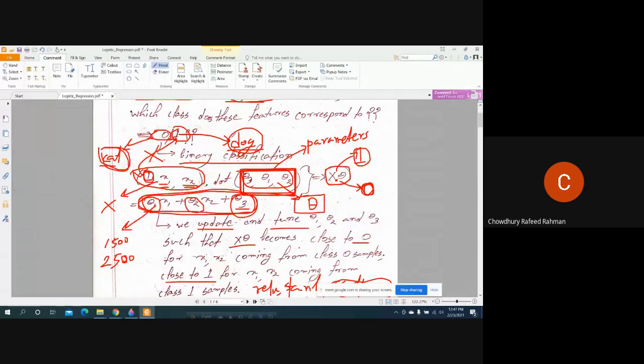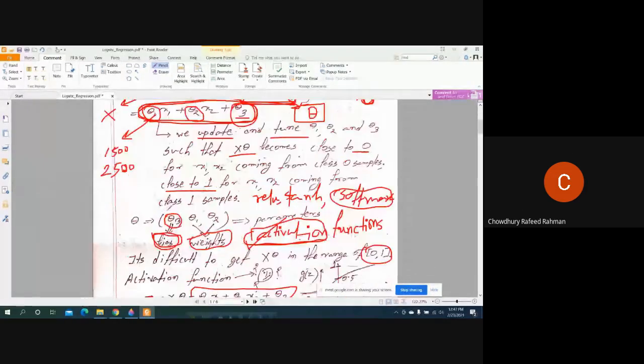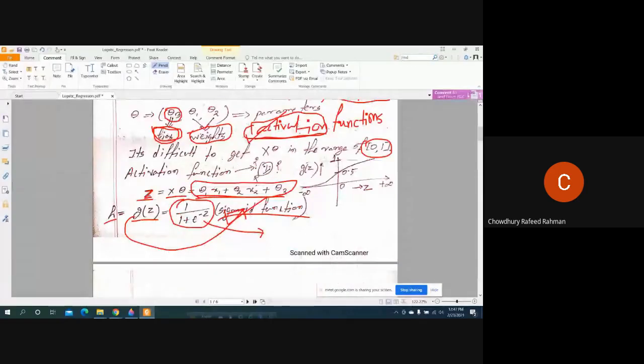Because when you are given an image, that image will consist of these three things: 1, x1 and x2. Just take the dot product of this with theta 3, theta 1 and theta 2, you will get a value, pass this value through the sigmoid function, and you will get a class value, right?